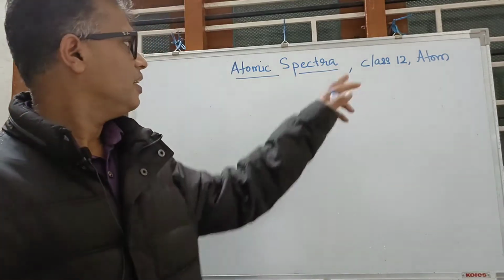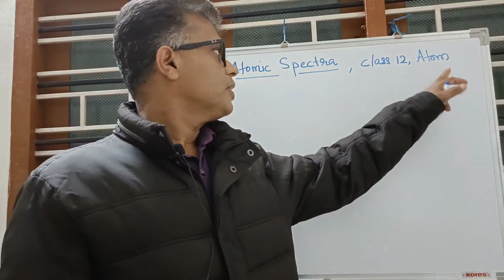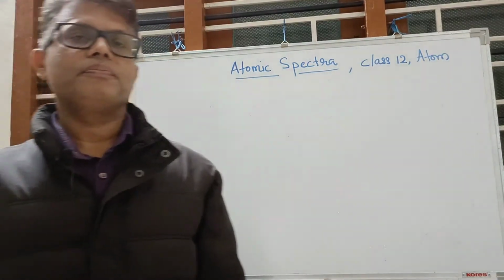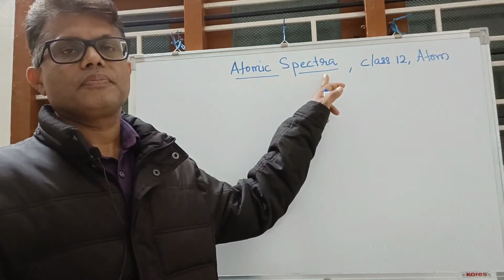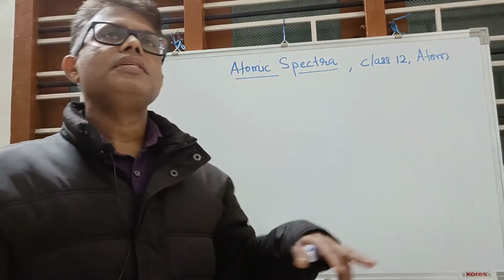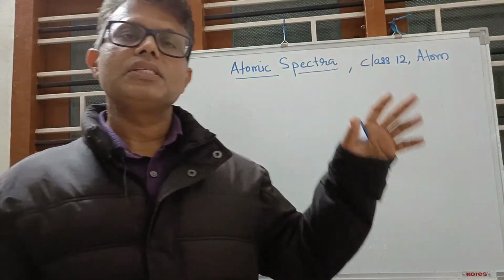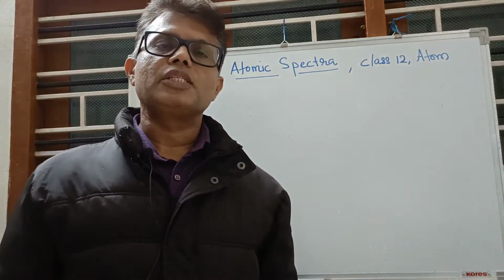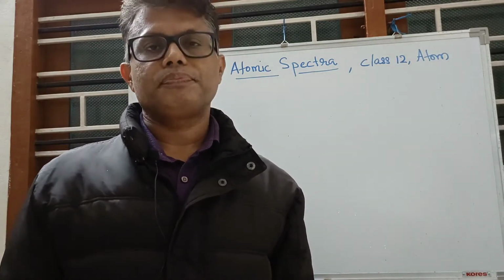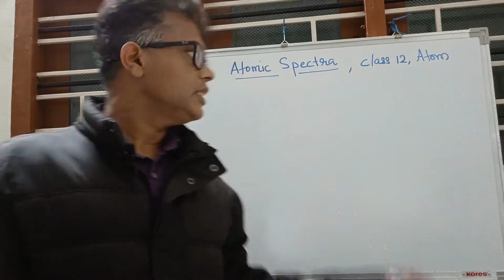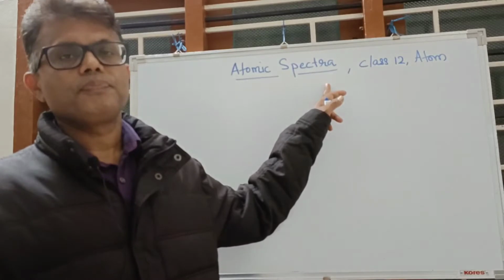Today we are learning the class 12 physics chapter Atom, and this is the third video. This video is regarding the atomic spectra. Atomic spectra is something Rutherford could not explain in his nucleus model of the atom. This atomic spectra is explained by Bohr.